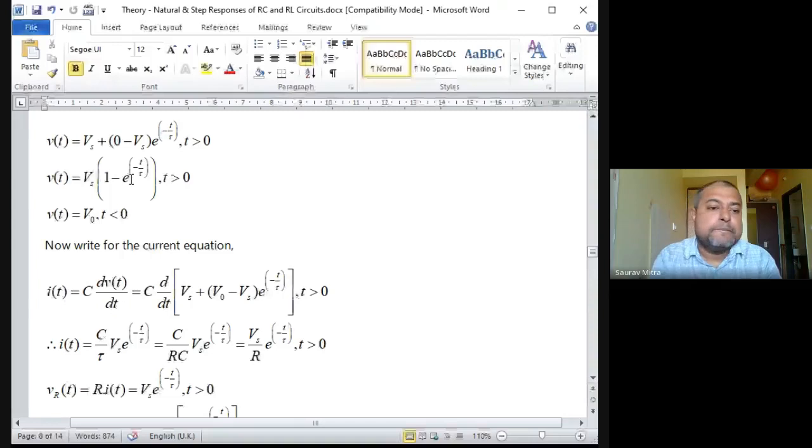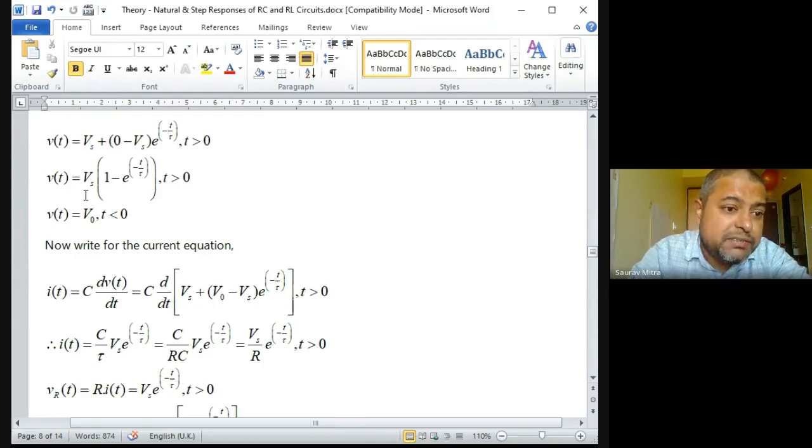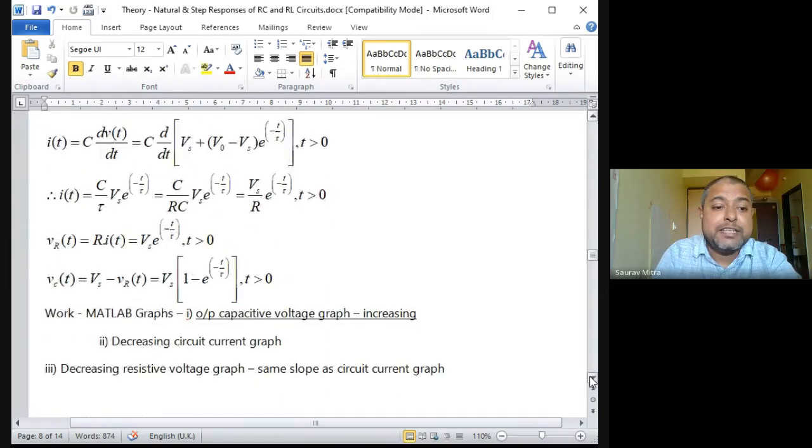Why? Because we are assuming that initial voltage V0 is equal to 0. That system is initially relaxed. But if it is not, then you have to write the V0 here. So that is a very important thing. So what is Vt? Vt is equal to Vs into 1 minus e raised to minus t by tau at time greater than 0. So likewise, it will keep on going. And we are going to find how much is the current in the circuit. That also we can find.